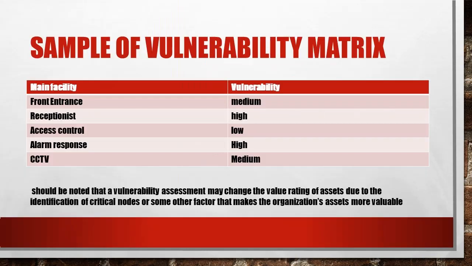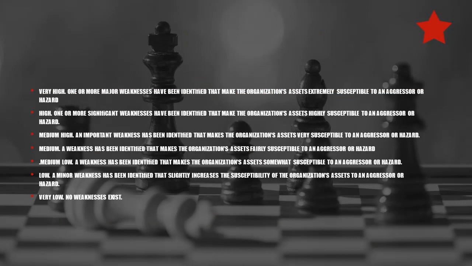This here is a very short vulnerability matrix. It is self-explanatory. See how certain areas are labeled medium, high, low, etc. The front entrance is vulnerable to the outside. The receptionist is alone without security. But what does it mean, medium vulnerability or high vulnerability? It also should be noted that a vulnerability assessment may change the value rating of assets due to the identification of critical nodes or some other factor that makes the organization's assets more valuable. Here are some explanations.